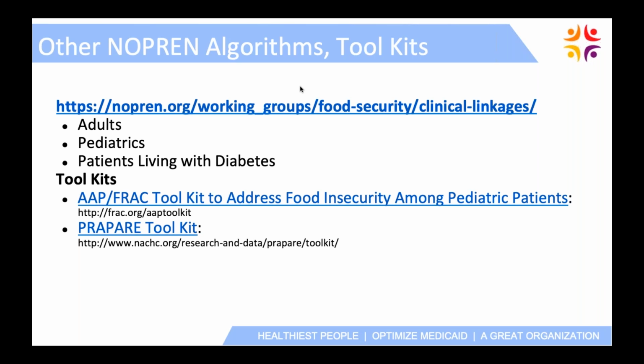The PRAPARE, I don't even know how to say that acronym. This is an implementation and action toolkit developed by the National Association of Community Health Centers, and the acronym stands for Protocol for Responding to and Assessing Patients' Assets, Risks, and Experiences. This toolkit is available free online, and it contains all kinds of resources, best practices, lessons learned, help guides, etc. for any users interested in each step of the implementation process to screen for social determinants of health, including food insecurity.